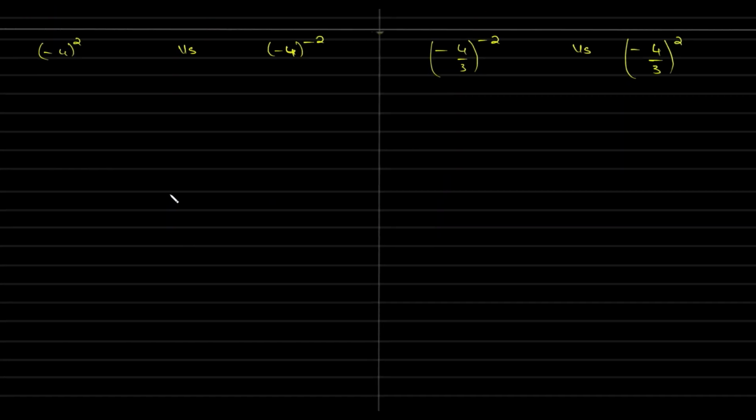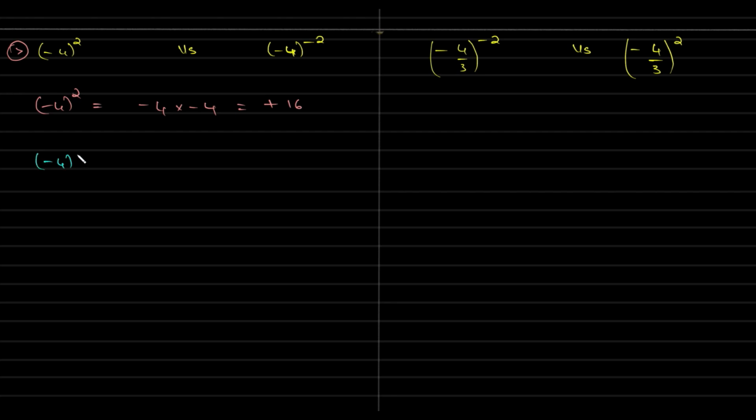Now I have a complicated comparison. So I need to compare minus 4 to the power of 2 and minus 4, negative 4 to the power of negative 2. I need to compare which is greater and which is smaller. So again, let's start. Minus 4 square is minus 4 into minus 4. Negative into negative is positive. 4 into 4 is 16.